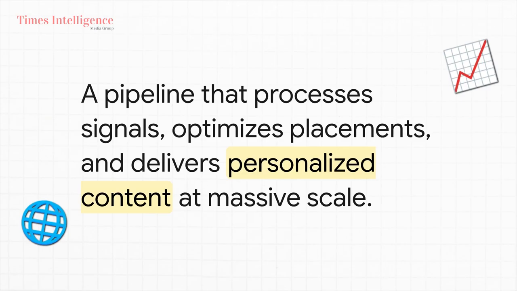What that timeline represents is a massive, unified advertising pipeline. It's a continuous, self-improving ecosystem that never sleeps. It endlessly processes user signals, optimizes placements, and delivers highly personalized content at massive scale. This is a living, breathing framework designed entirely to scale your revenue upward while driving user friction downward.